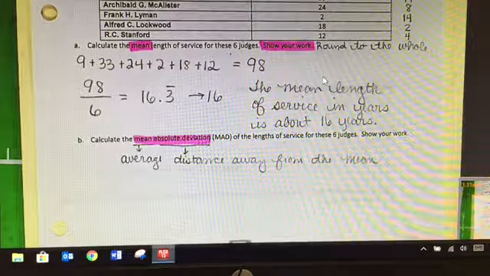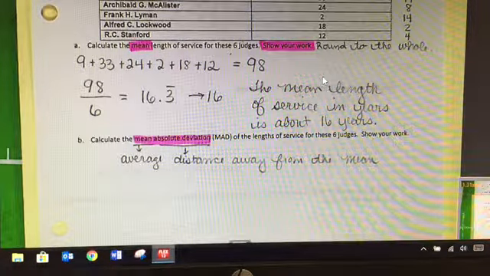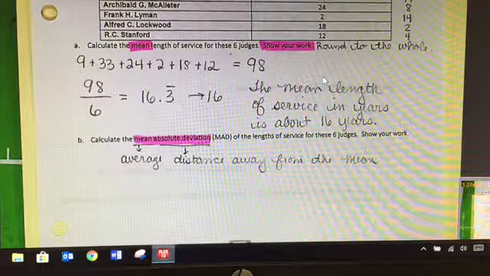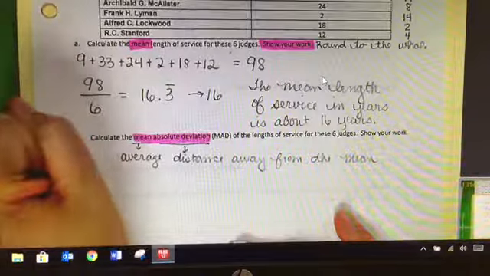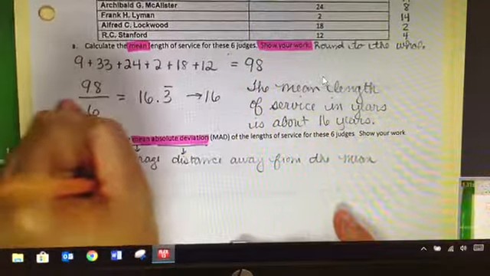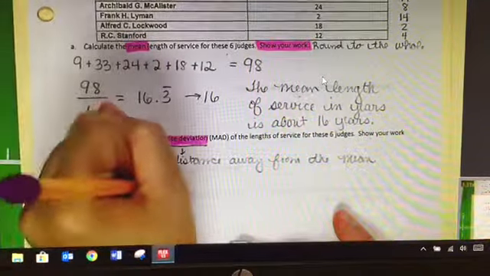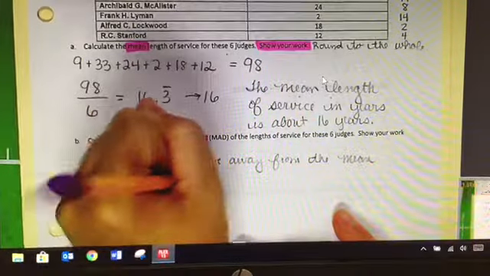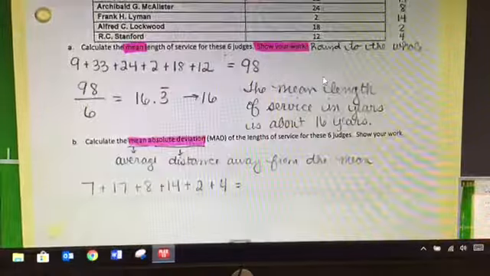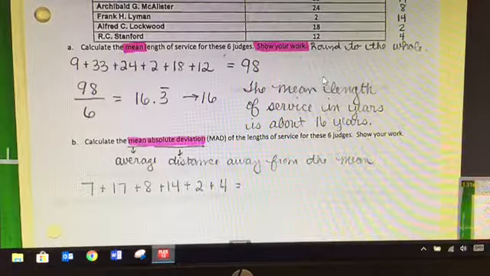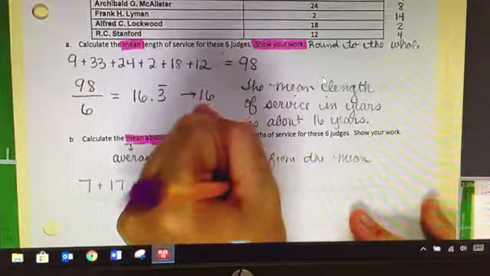Okay? So then we have those distances. So then what's the next step? Add them all. So we're going to add 7 plus 17 plus 8 plus 14 plus 2 plus 4. When you guys added those, you should have gotten 52.